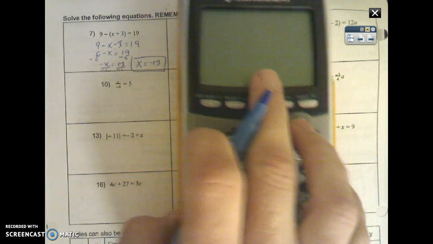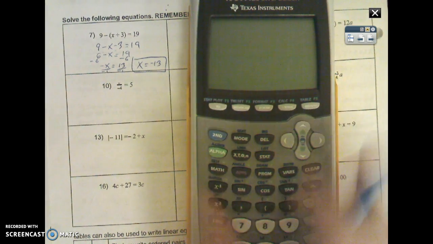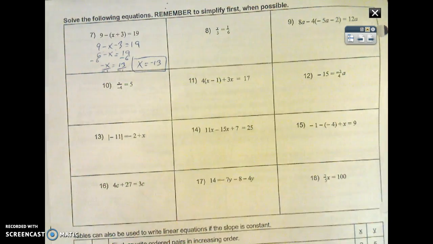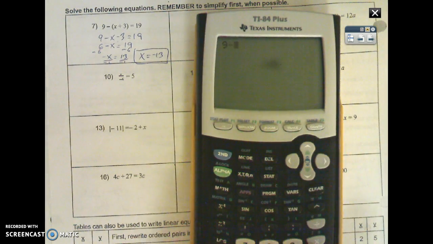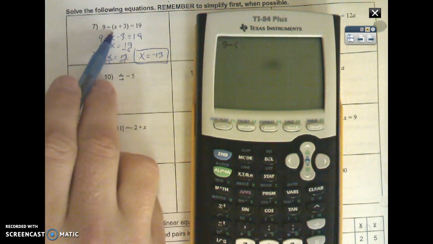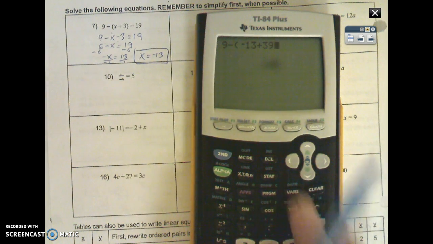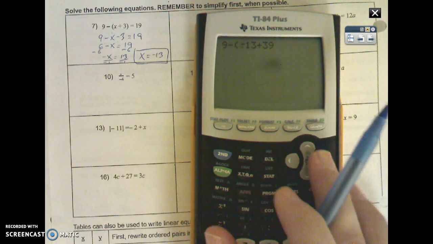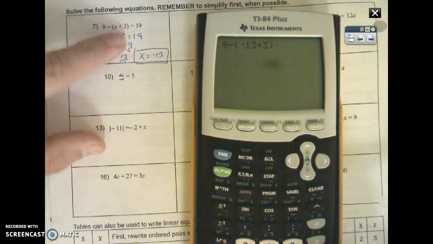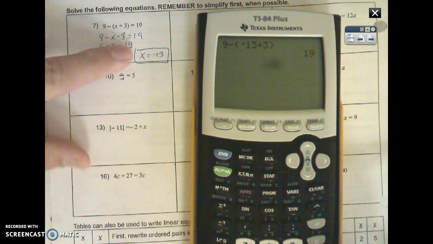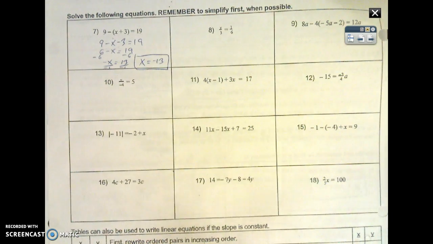Now here's the interesting thing. You guys have time, okay? Take your time. So this problem right here, oh, of course I got the calculator one. Sad face. Okay. So I go 9 minus, parentheses, instead of the x, I'm going to put negative 13 plus 3. Now if I hit enter here, I should get 19. Alright, I know I did it right. Okay, so you can check yourself pretty easily. Let's do a few more.